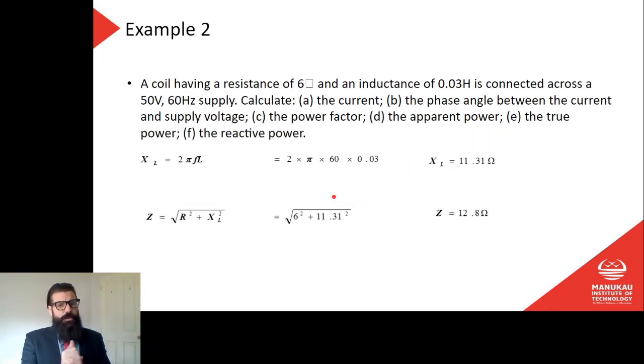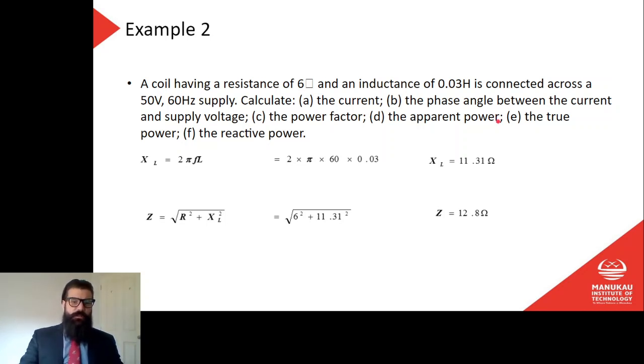All right, example number 2. A coil having a resistance of 6 ohms. Sorry, the little symbol there hasn't rendered properly, but that's going to be ohms. 6 ohms and an inductance of 0.03 henries is connected across a 50 volt 60 hertz supply. Calculate A, the current, B, the phase angle between the current and supply voltage, C, the power factor, D, the apparent power, E, the true power, F, the reactive power. Okay, that's easy enough.